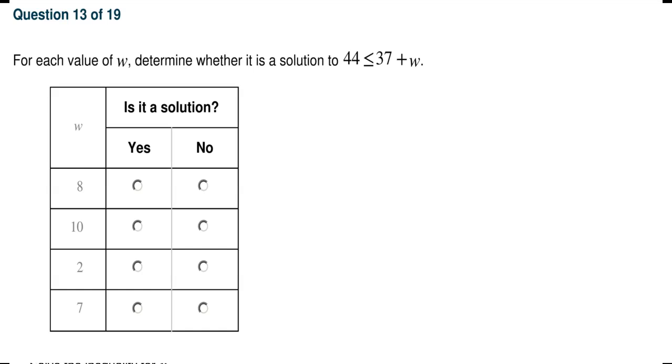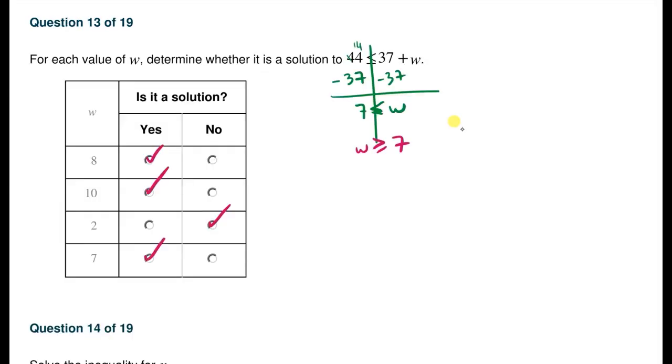So 8, any value greater than or equal to 7. So 8 is greater than 7, so yes. 10 is greater than 7, yes. 2 is not greater than 7, so no. And the last one, 7, is included because they have the equal sign.